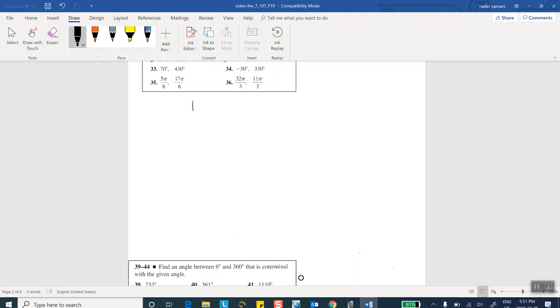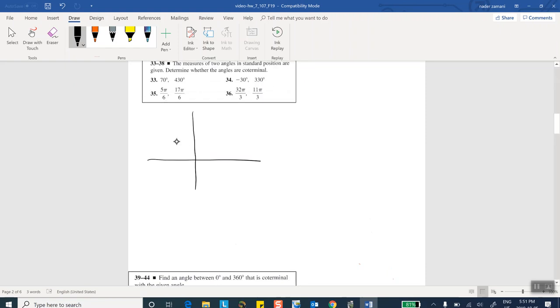So let's see now. 5 pi over 6. Now, remember, pi over 6 is 30. 5 pi over 6 is 150 degrees. So I have a rough idea where it's going to be. 150 degrees means it's somewhere there, like this. So what's left over here is 30 degrees. So this is 5 pi over 6. This is the terminal side. This is the initial side for that angle in standard position.